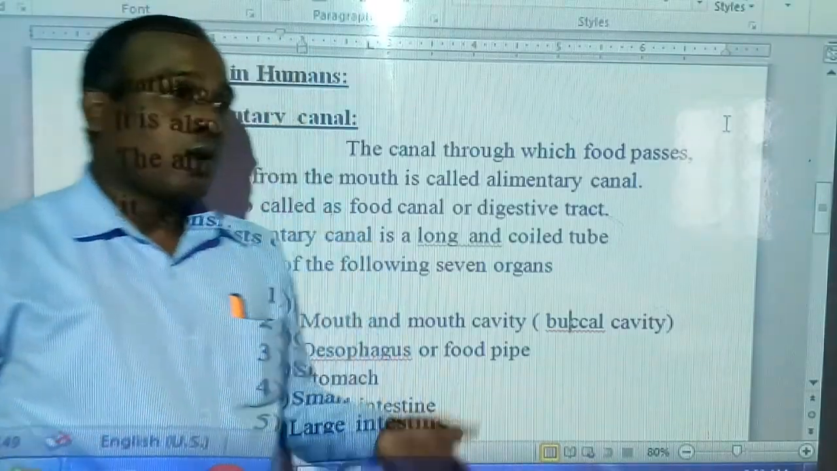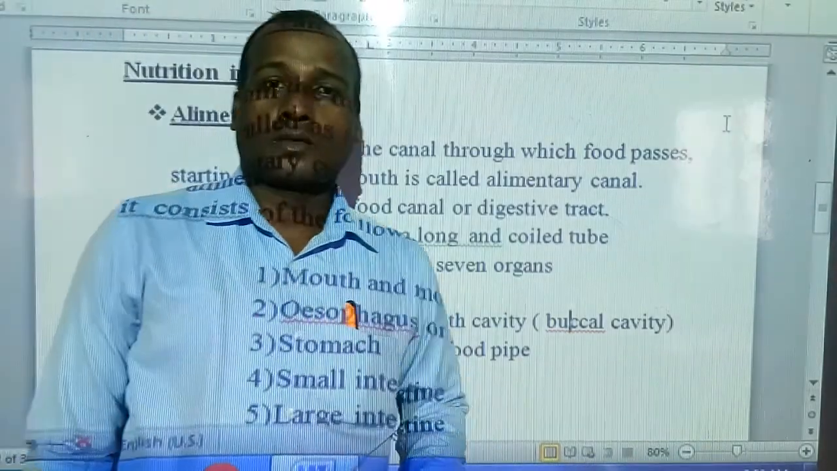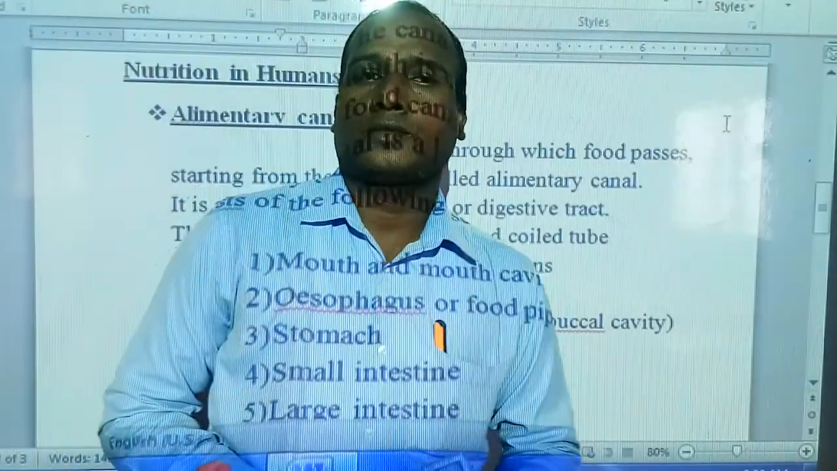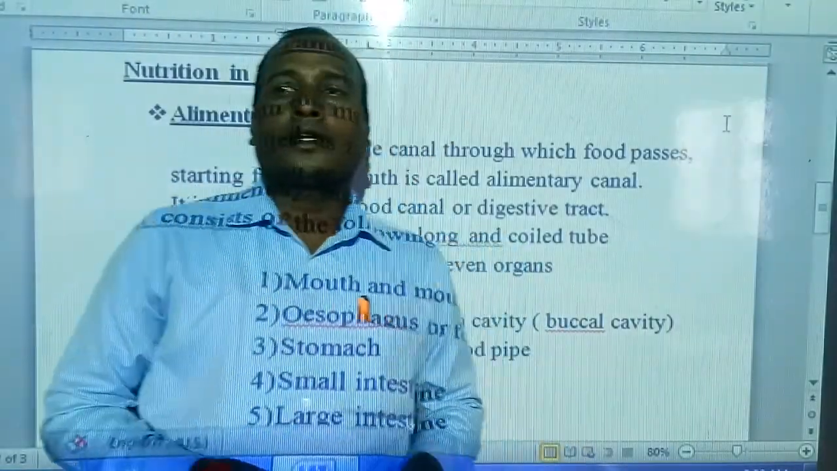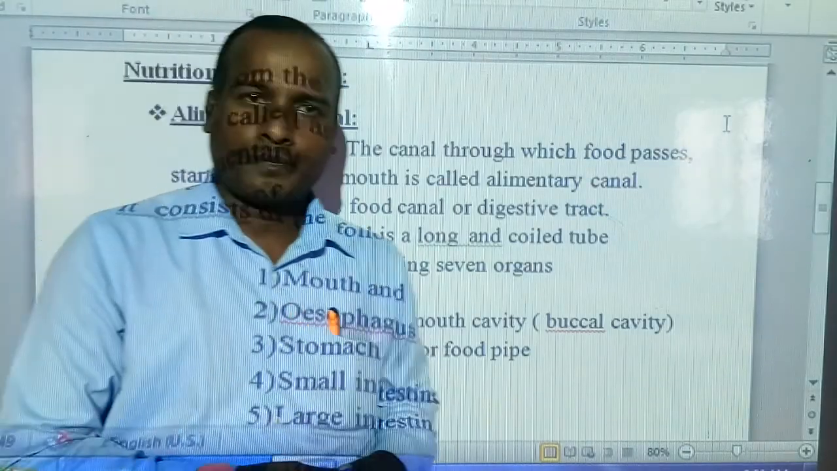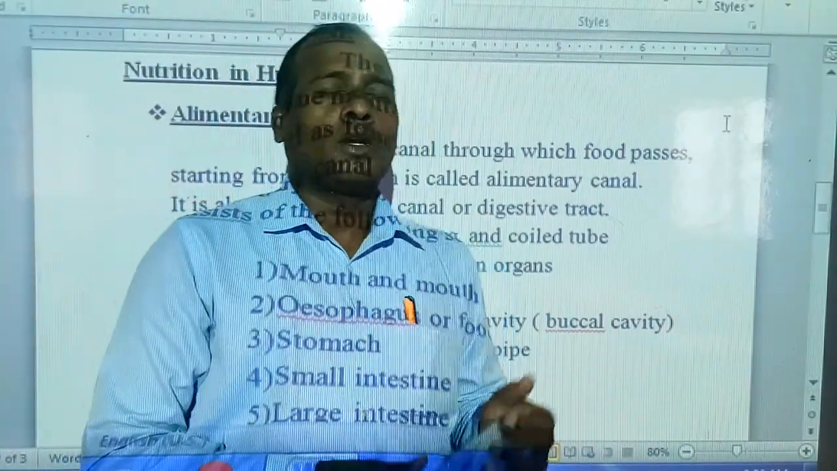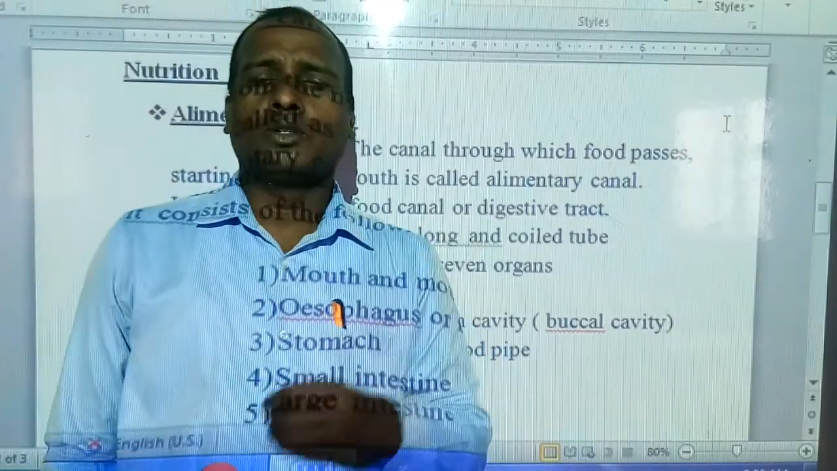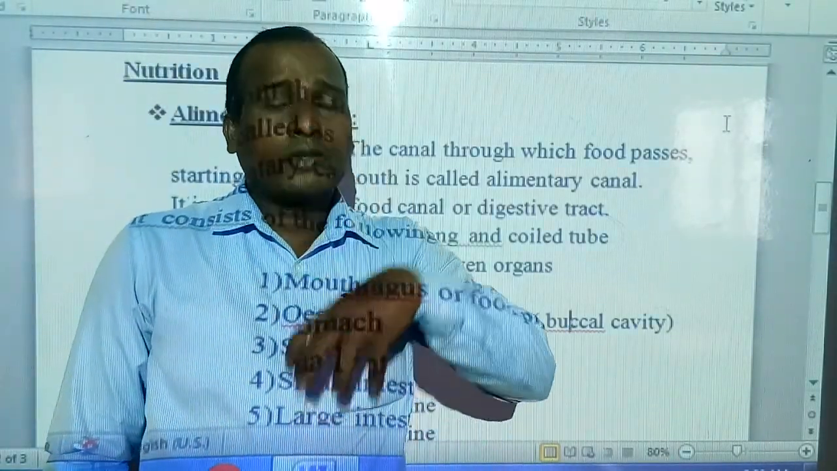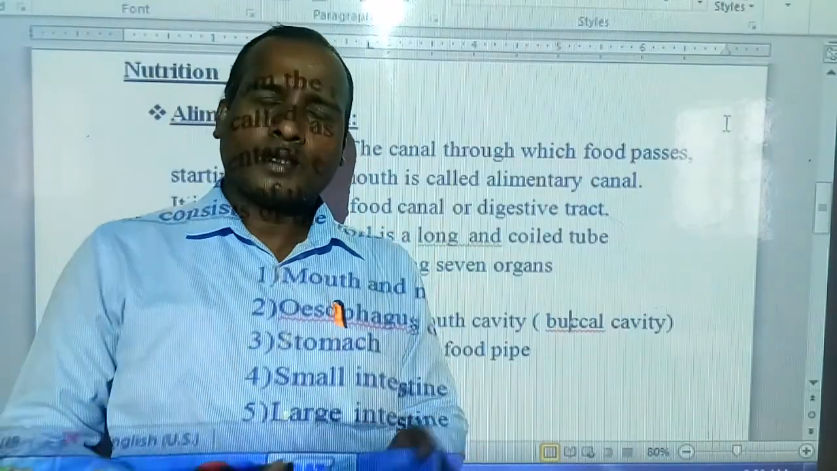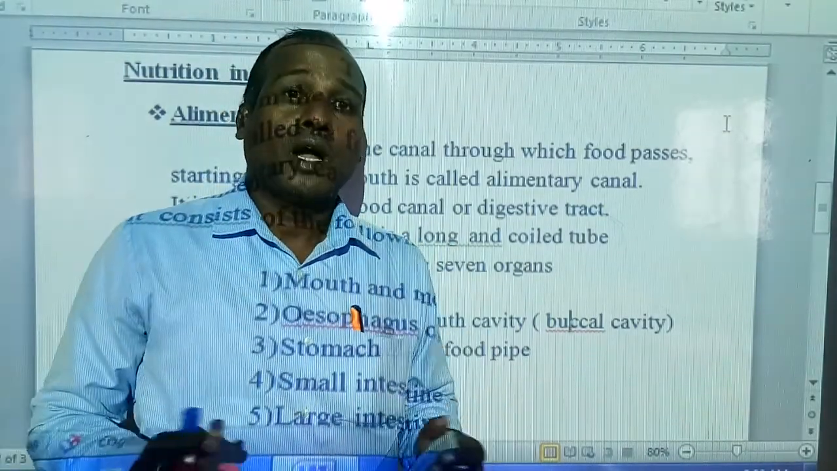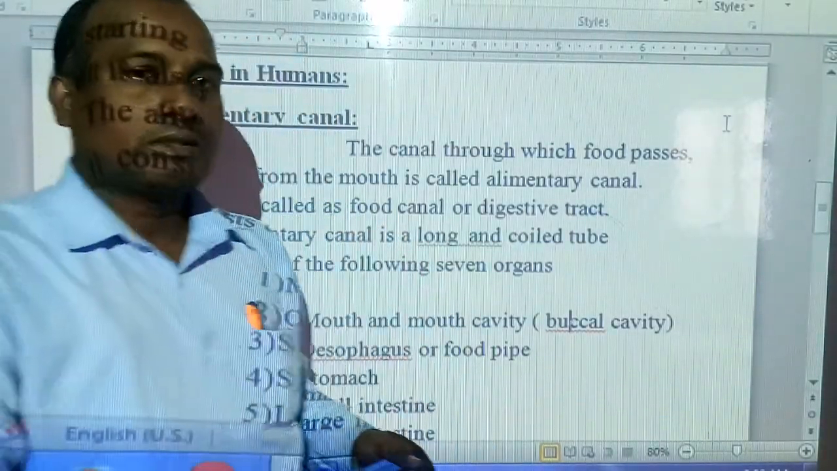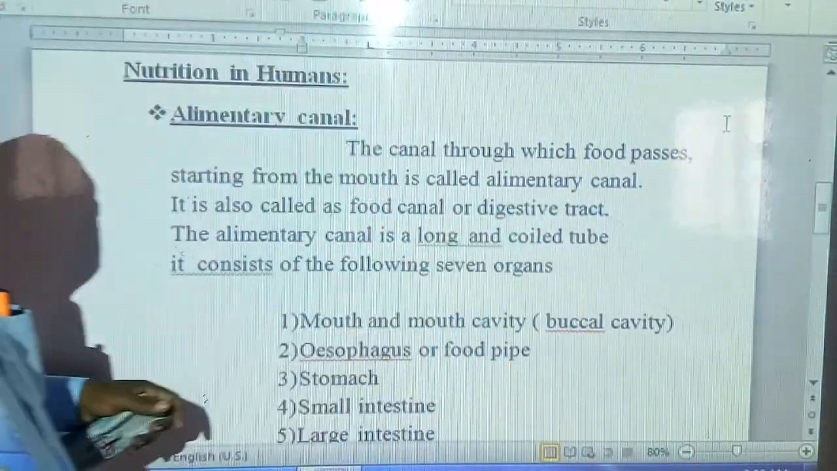But what is the nutrition in humans? Students, almost all of you know that we are heterotrophic. Yes or no? We depend on animals or plants for food. Observe, students: whenever we take food, it goes to the mouth. Where does it go, and how do the mechanisms work? We have to discuss these things.